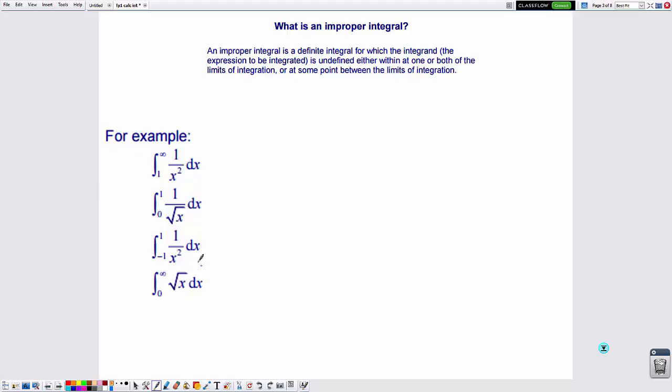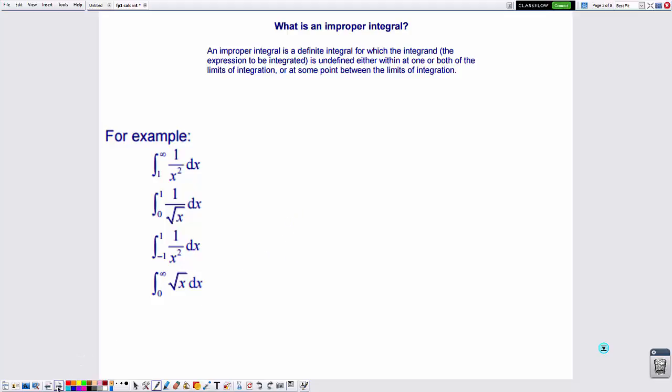This one is improper not because of my upper or lower limit. I can work out 1 over 1 squared, and I can also work out 1 over minus 1 squared. It's 1 in both cases. But in between minus 1 and 1, I have the number 0, and 1 over x squared is undefined at 0. So I've got my 3 conditions for something to be improper. It's either undefined at my upper or lower limit, so it could be infinity, or something that makes you divide by 0, or some value in between. So this one is improper because 1 over x squared is undefined at 0, which is in between my upper and lower limit.